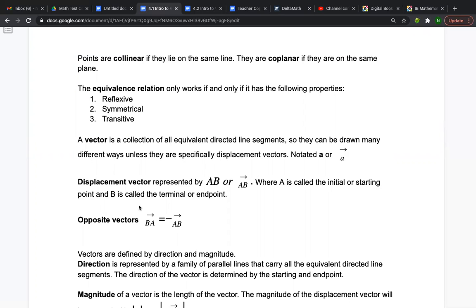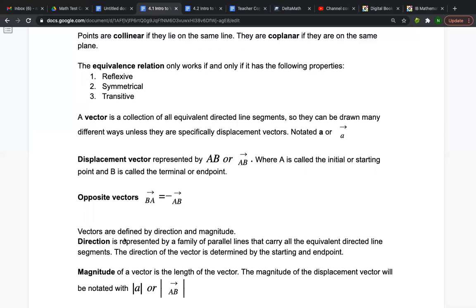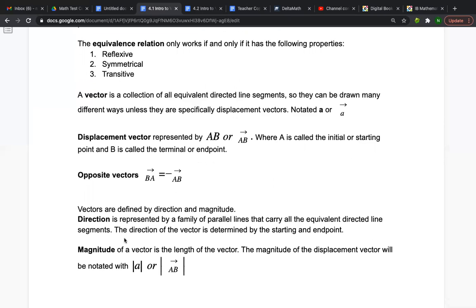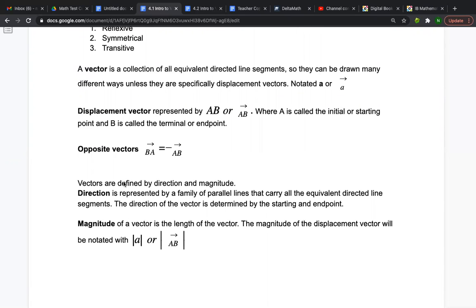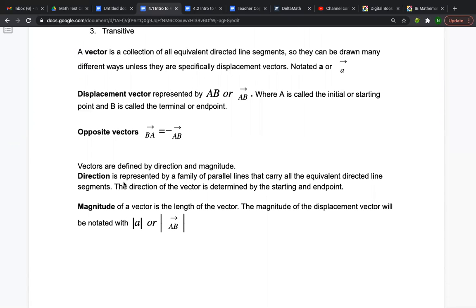So if we have B to A, then that's the same thing as the negative vector A to B. Pretty common sense. Okay, so vectors are always defined by direction and magnitude. Direction is basically the way that it's pointing. It's determined by the starting and end point, or the direction given in terms of like northeast or north, so that those lines are always parallel with one another.